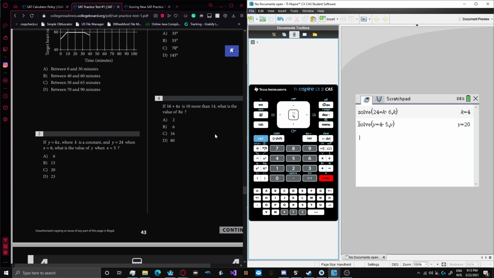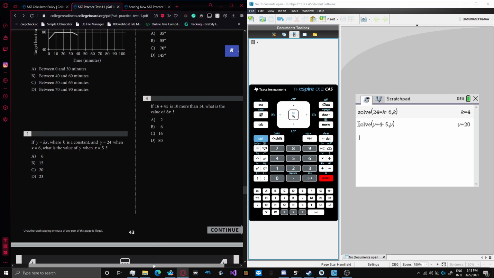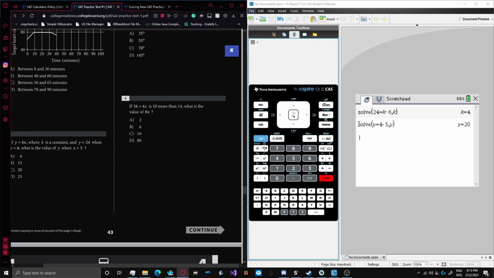Now, there's a couple more questions I want to show you guys. We're going to do number 4 next, and it says, if 16 plus 4x is 10 more than 14, what is the value of 8x? So what that means is that 16 plus 4x equals 24, because 10 more than 14 is a fancy way of saying 24. So let's go ahead and put that into the calculator. Solve 16 plus 4x equals 24, solving for x. And we now know that x equals 2, but we're not done just yet, because it says what is the value of 8 times x.